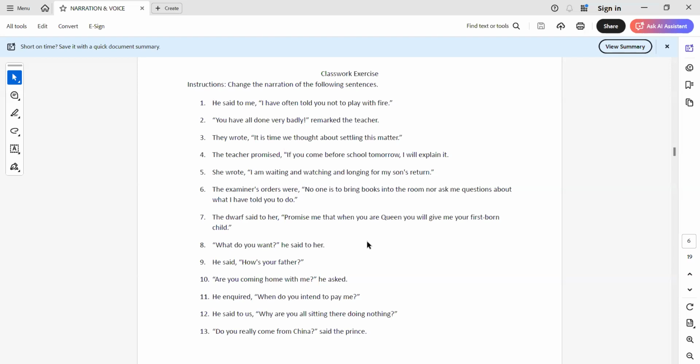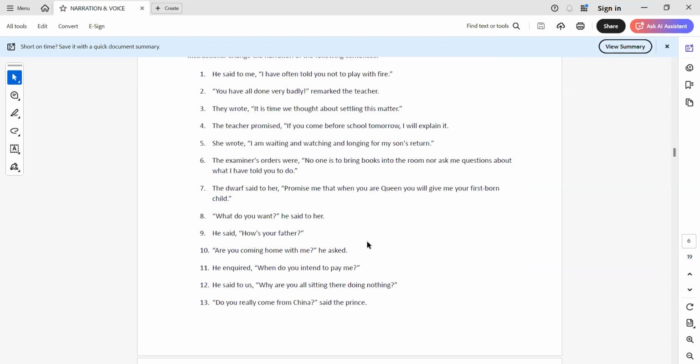Fourth: The teacher promised that if we came before school tomorrow, she would explain it. Correct. She wrote that she was waiting and watching and longing for her son's return.